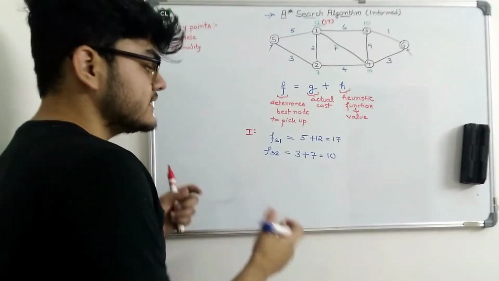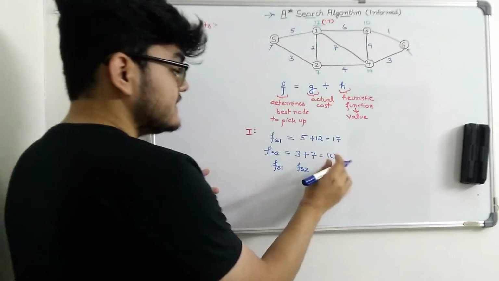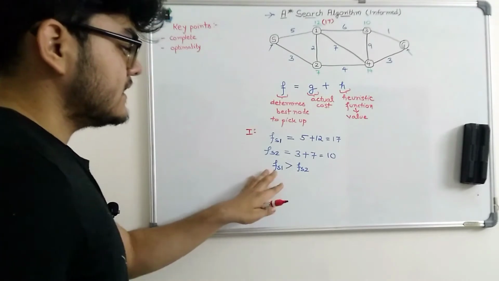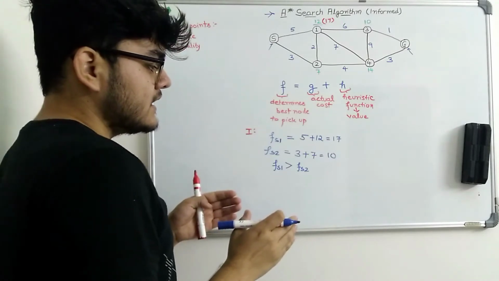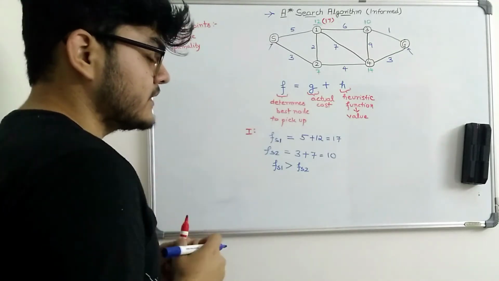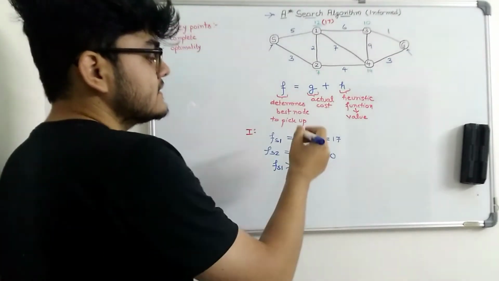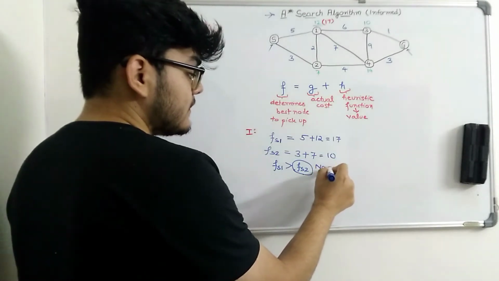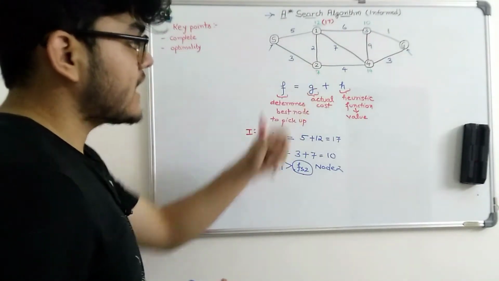Now what the algorithm will do is compare f of s1 and f of s2, and as you can see clearly, f of s of 2 is less than f of s of 1. Since the objective of the algorithm is to find the shortest path, wherever the value of f is less, we are going to pick up that node. Here f of s of 2 has a lesser value, so we are going to pick up node number 2. So in the first iteration, the algorithm understands that node number 2 has to be picked up.